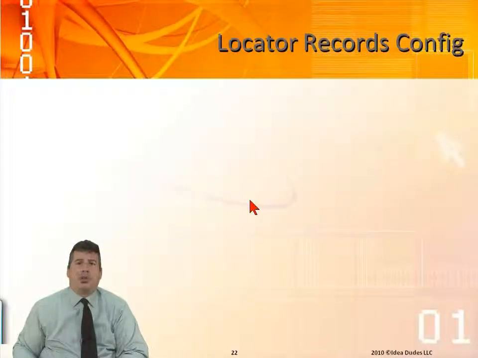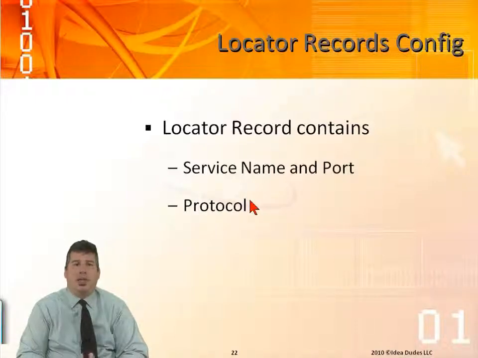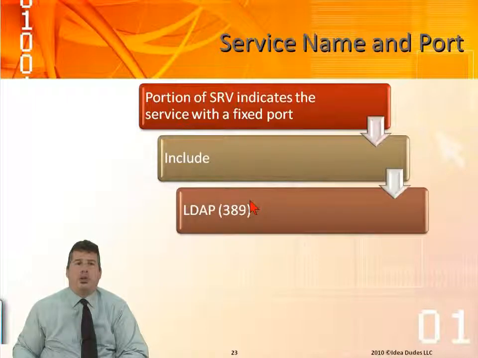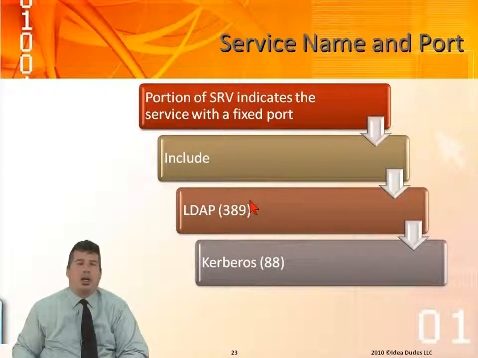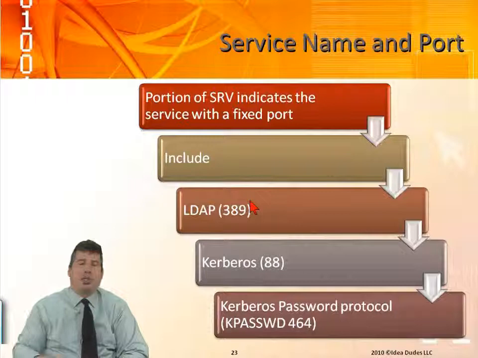Locator record configs. A locator record contains the service name, protocol, host name and port. So 3268 for a global catalog, for example, that would be GC. The protocol, is it going to be TCP or UDP? TCP is used for Windows, UDP is used for Unix. The host name is going to identify the actual domain controller that has this service. The service and port is the portion of the SRV which indicates the service with a fixed port. It includes the 389, for example, for LDAP. Kerberos is 88. And then the Kerberos password protocol is kpasswd, which is 464.